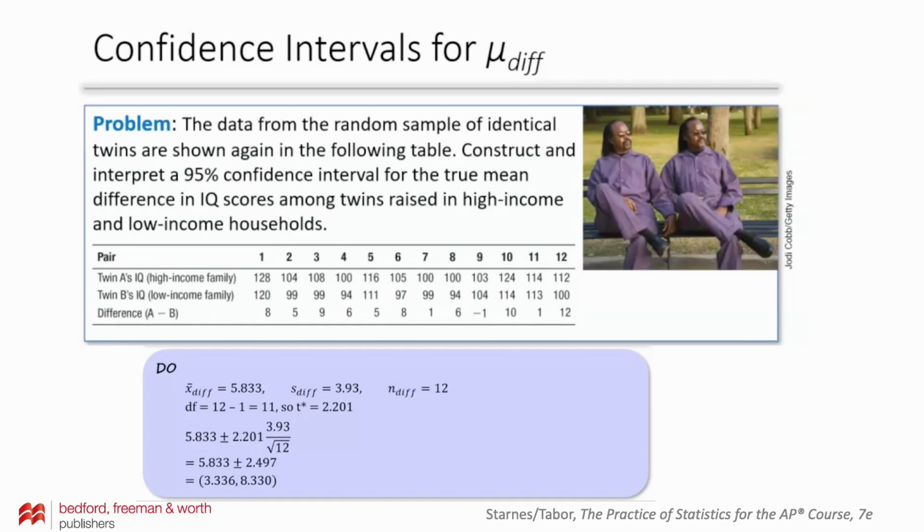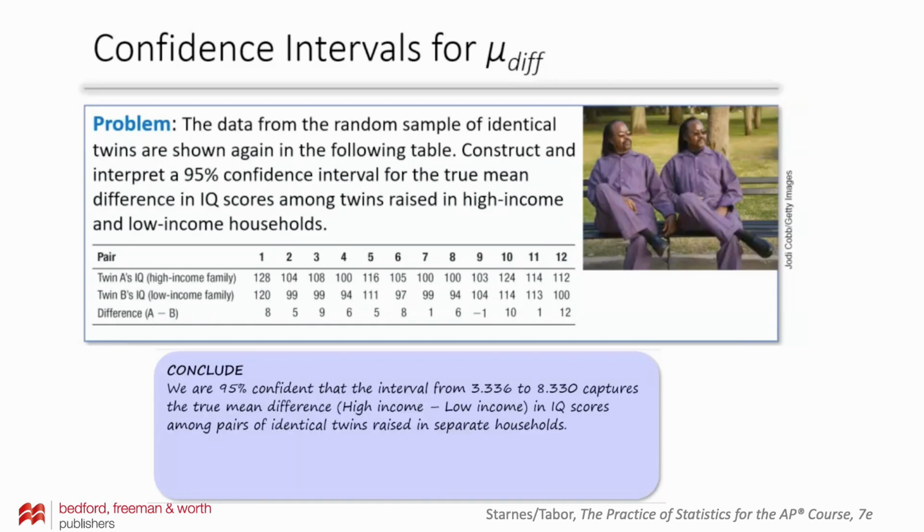We're going to go ahead and do the do portion. So x̄_diff: again, we're going to input that information into our calculator, and we're going to find out what the mean is, how I've shown you before, and the standard deviation. And here, our degrees of freedom, 12 minus 1 is 11. So our t* using table B is 2.201. Input it in our statistic, plus or minus our t* times our standard error. And we go ahead and get our interval.